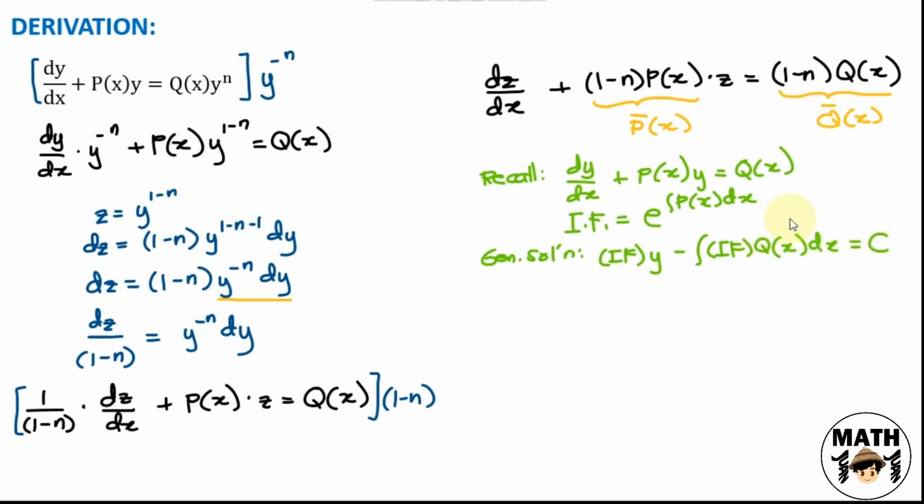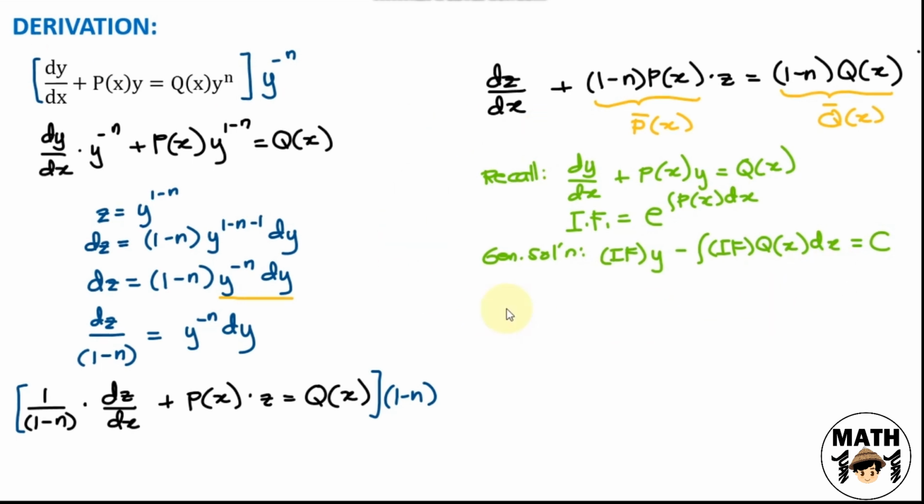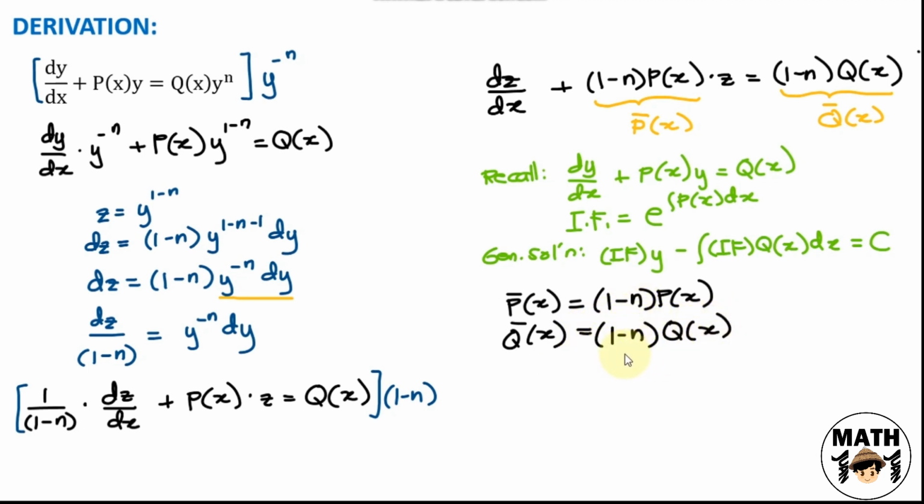Let's apply this same formula to our Bernoulli equation. Our new p, which we call p bar of x, is equal to 1 minus n times p of x. Our new q is 1 minus n multiplied by q of x. Notice that p of x and q of x are just multiplied by 1 minus n. The new integrating factor is equal to e raised to the integral of p bar of x dx. And the general solution is now the integrating factor. Let's copy this.